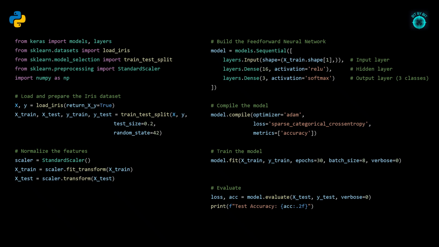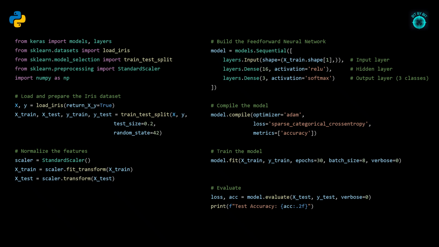We start by loading the iris dataset using scikit-learn. It's a small classification dataset with 4 numeric features and 3 flower types. Next, we split the data into training and testing sets and normalize the features using StandardScaler. This ensures all features have similar scales, which helps the network train more efficiently.